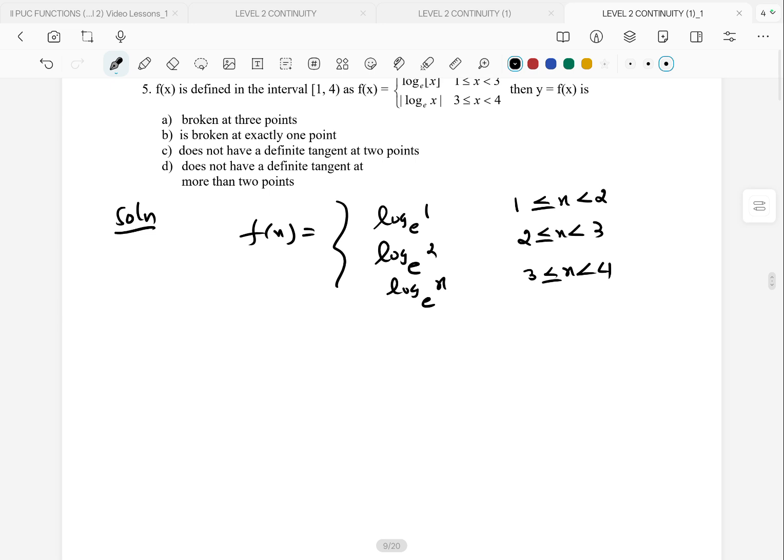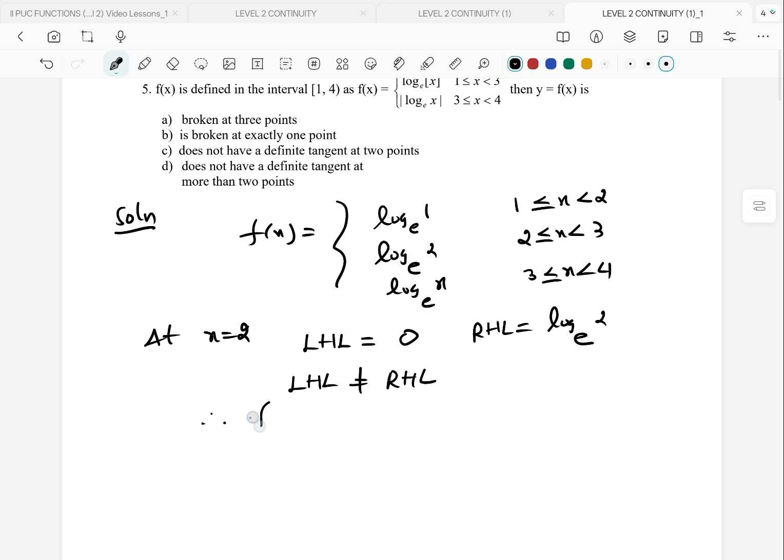Now let's discuss the continuity at 2 and 3. Suppose at x equal to 2, I consider the left hand limit. What is the left hand limit? It is nothing but log 1, which is nothing but 0. Right hand limit is log 2 to the base e. So you understand that left hand limit is not equal to right hand limit. Therefore, f of x is not continuous at x equal to 2. This is the first case.